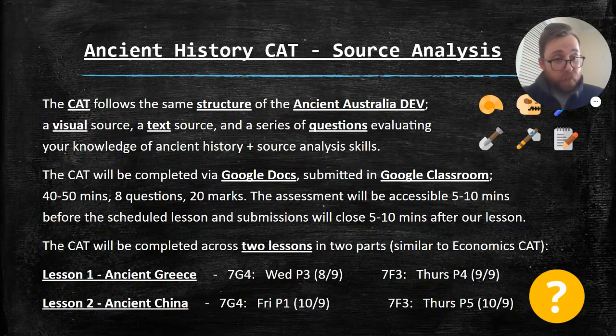The second part of your CAT will be looking at ancient China. So you'll be looking at what we've just looked at in our history unit in term 3. And 7G4, you'll be completing that on Friday. 7F3, you'll be completing that in the second half of our split double. So you'll have part 1, lunch, recharge the batteries, recover, and then part 2, your ancient China CAT, will be in Thursday's period 5 class.